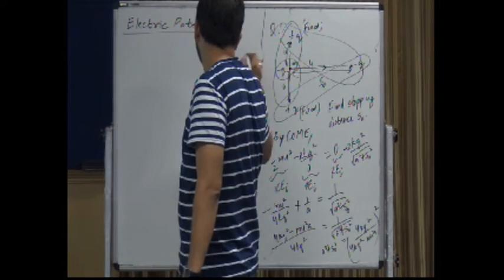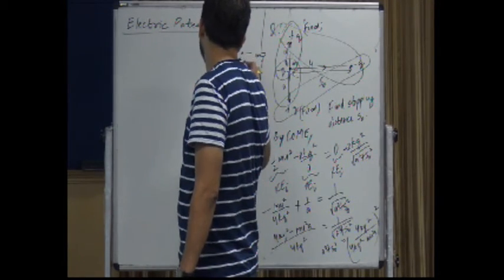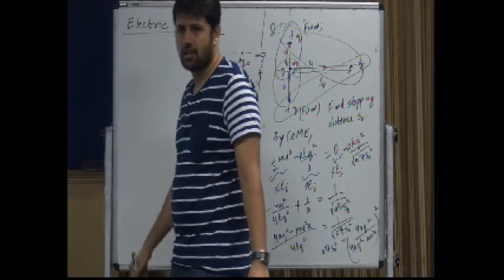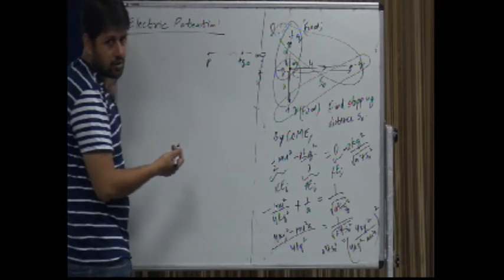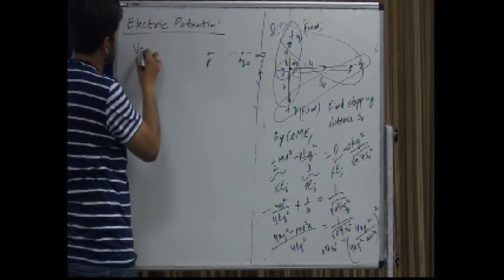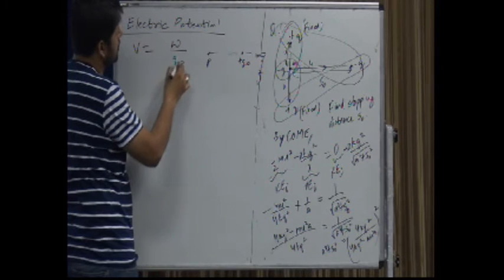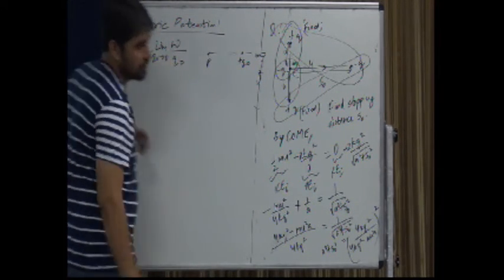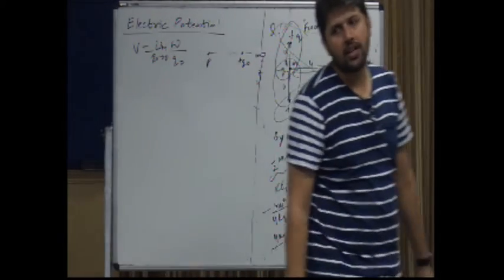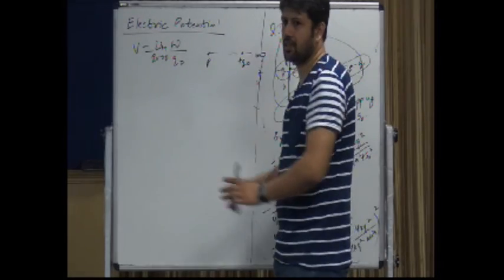So from infinity to P point, we are bringing a small charge plus Q naught. Let's say the work done is W. So potential would be what? W by Q naught, with the condition that Q naught should be very small. Why? Because if Q naught is large, it may disturb the charge distribution.